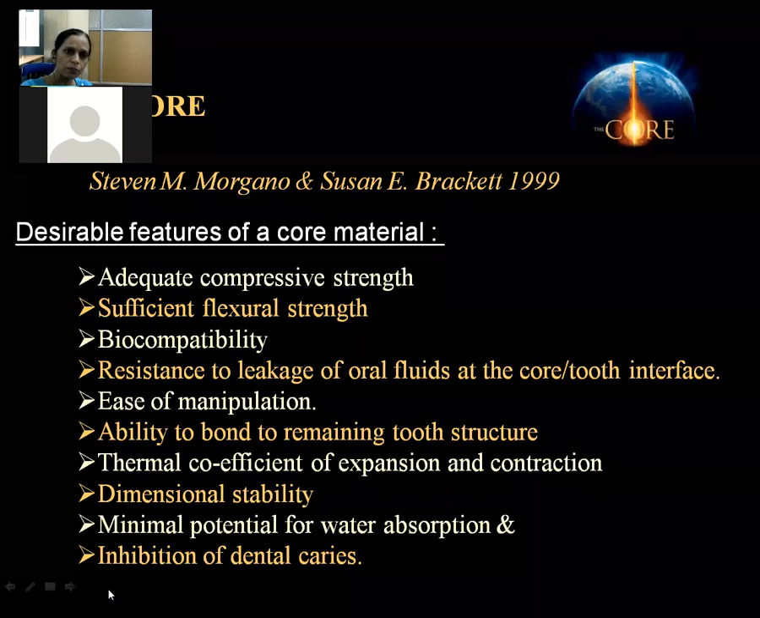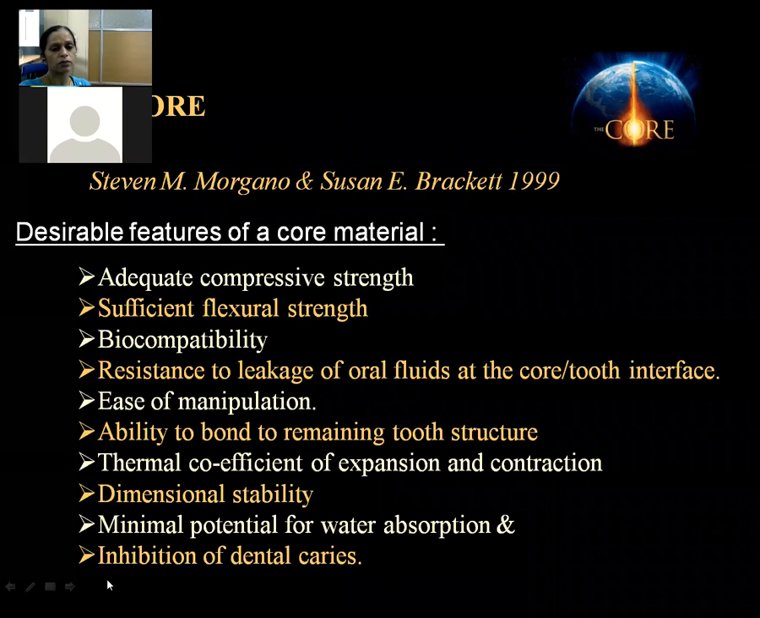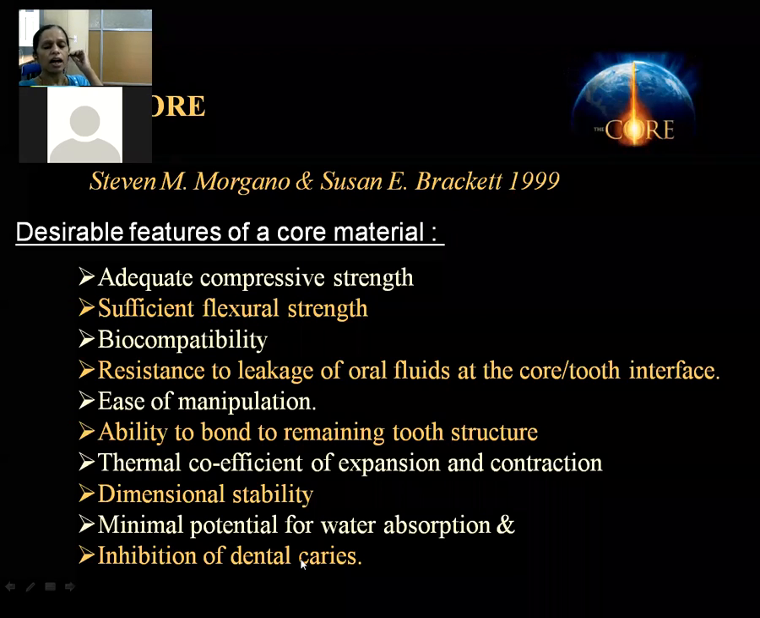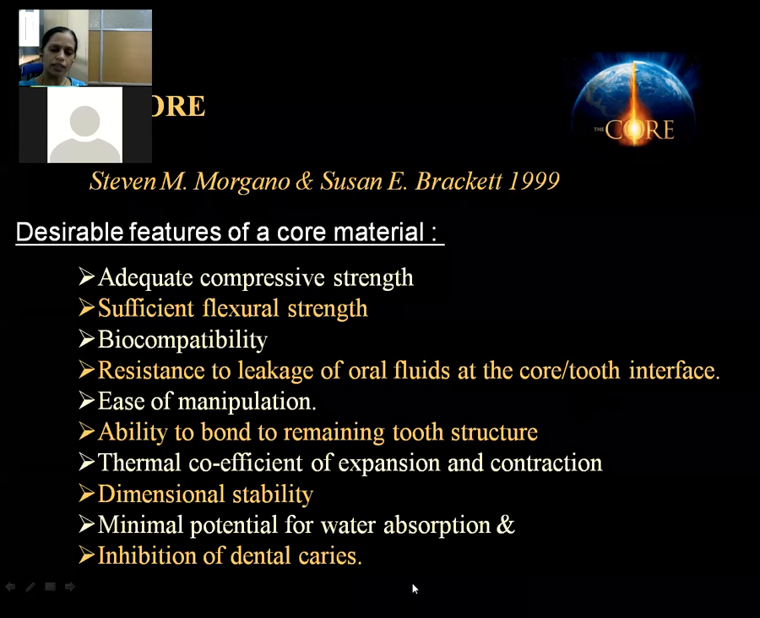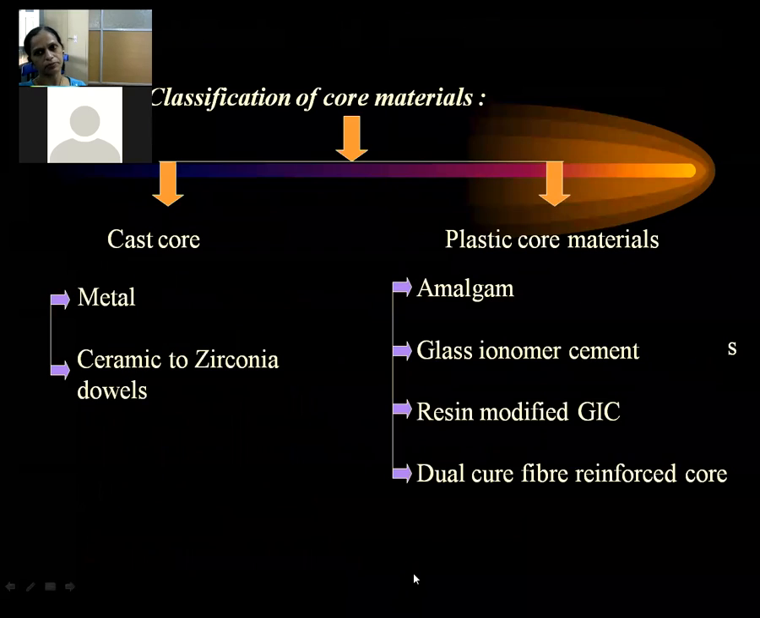But amalgam and composite do not have the ability to inhibit dental caries, though they are used for the core buildup. Okay, so resin modified GIC, which we use for the core buildup, has the ability to inhibit dental caries.